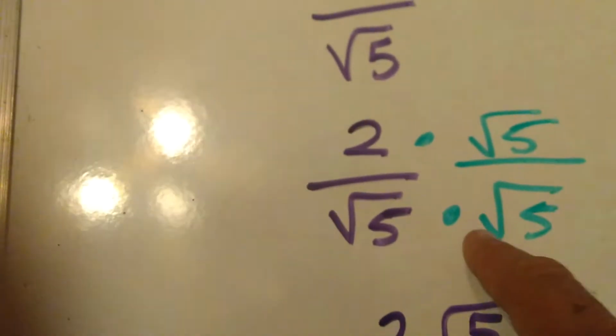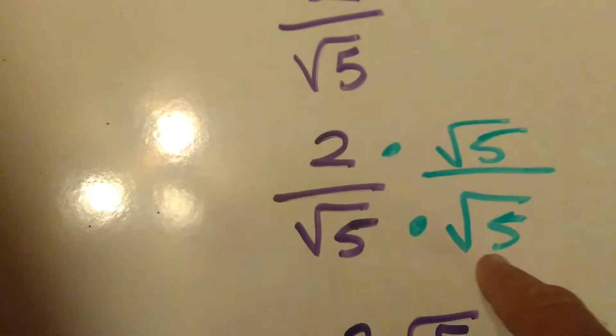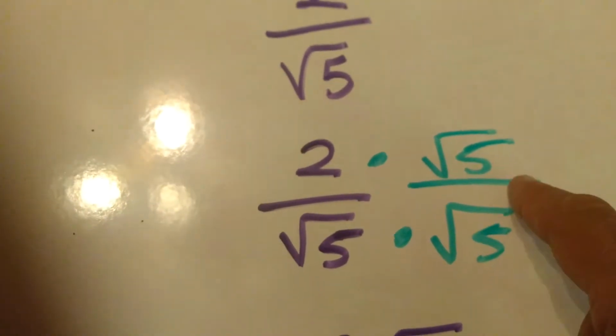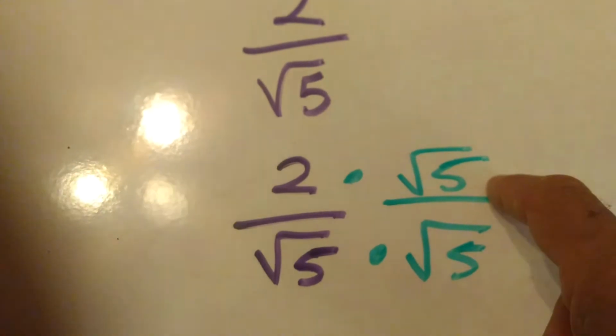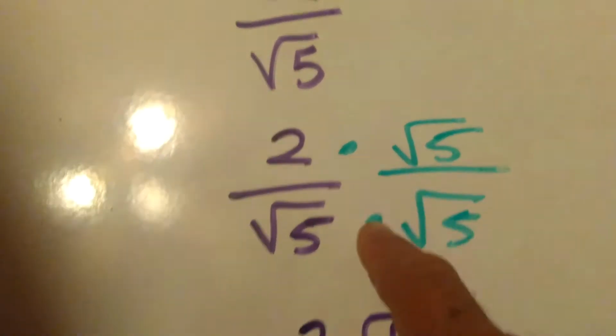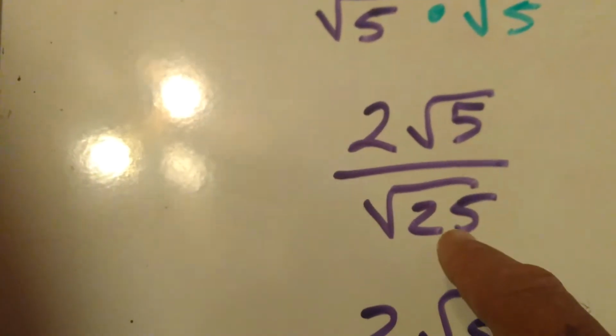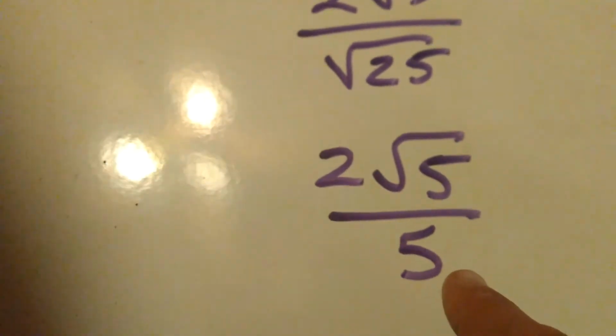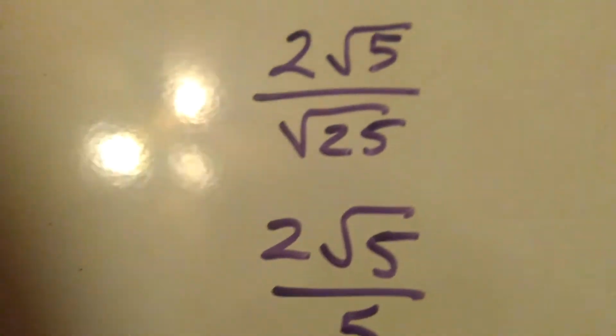The only problem is when we change a fraction, if we multiply the bottom by something, we have to do the top, the numerator, by the same thing. So the top becomes 2 square root of 5 over square root of 25, which the final answer is 2 square root of 5 over 5.